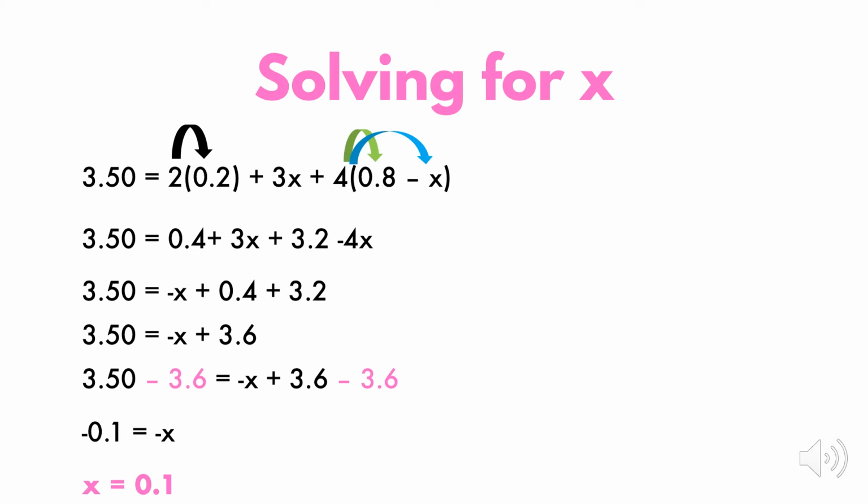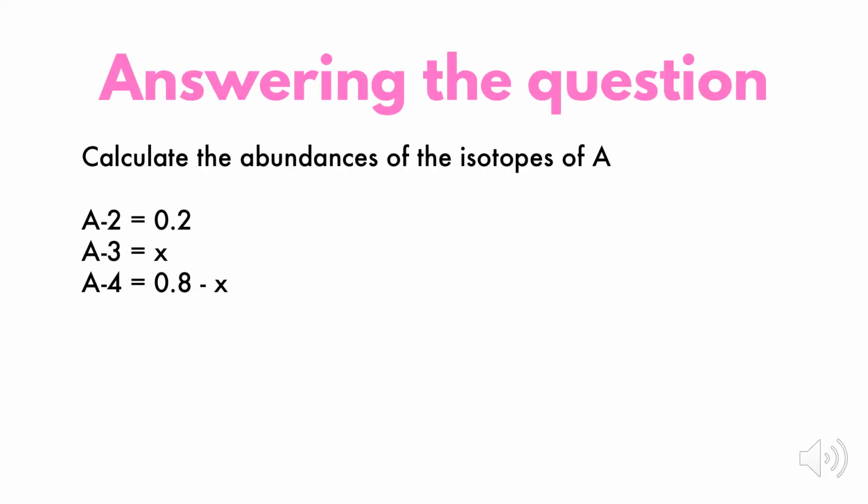Now we have x then, we need to make sure we actually answer the question, so let's do that. So the question asked us to calculate the abundances of the isotopes of A. We already had the abundance of the isotope A2, which was 0.2. We said that the abundance of A3 would be x, and the abundance of A4 is 0.8 minus x.